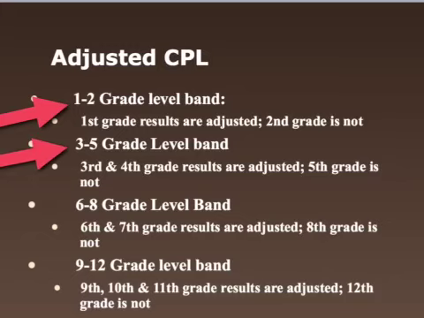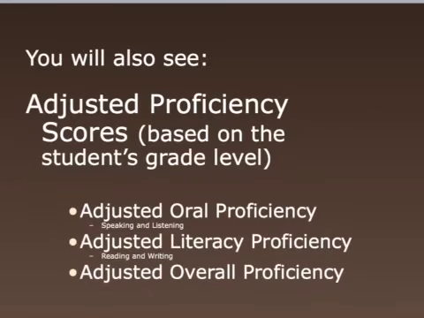The same thing again for the 3-5 level band. Third and fourth grade results are adjusted. Fifth grade is not, because it's at the top of the band. And the same thing goes as you go through the grade level bands. So you will see adjusted proficiency scores based on the student's grade level for oral proficiency, which is speaking and listening, a literacy proficiency, which is reading and writing, and the overall proficiency.